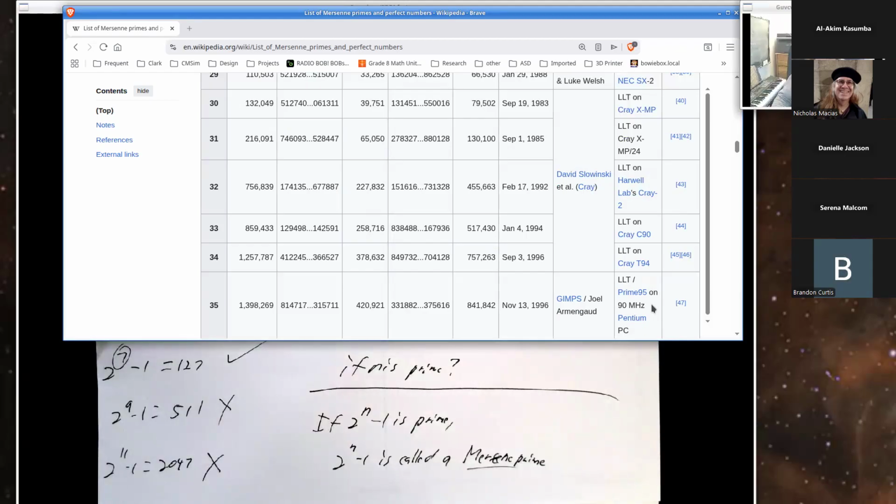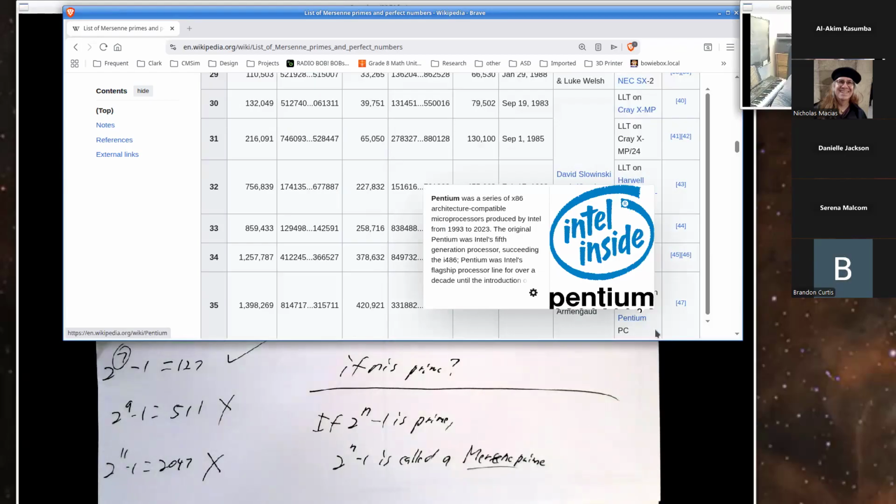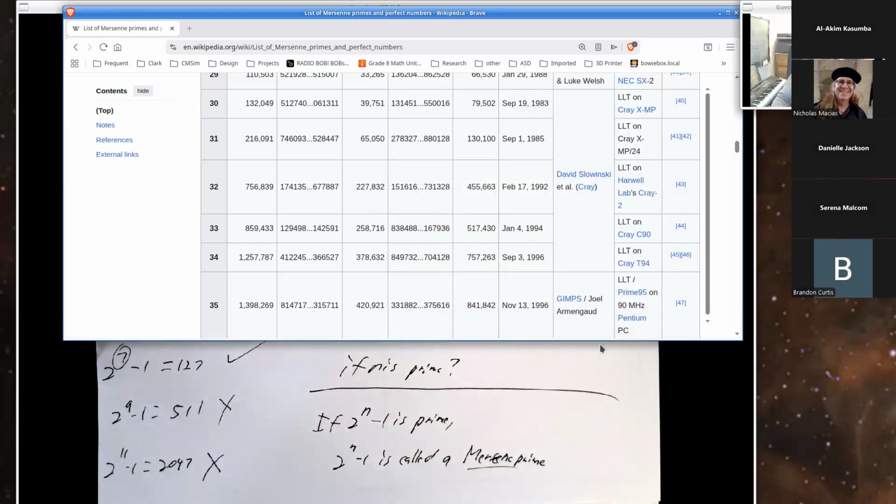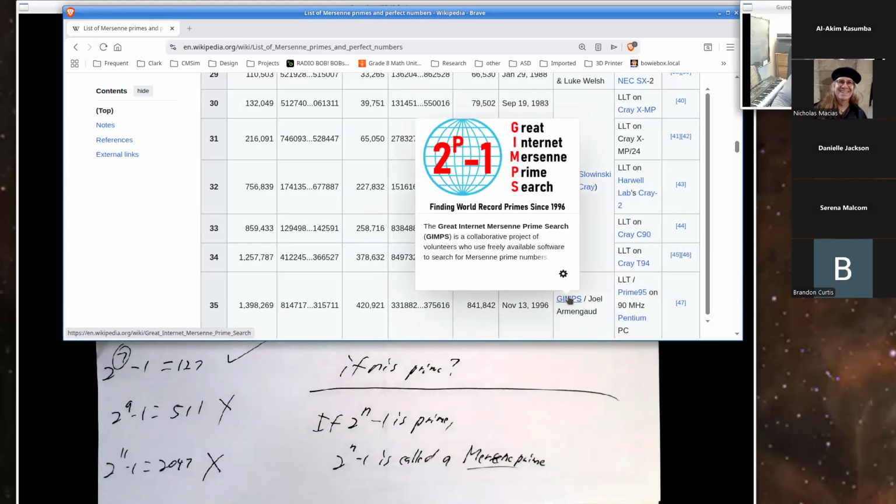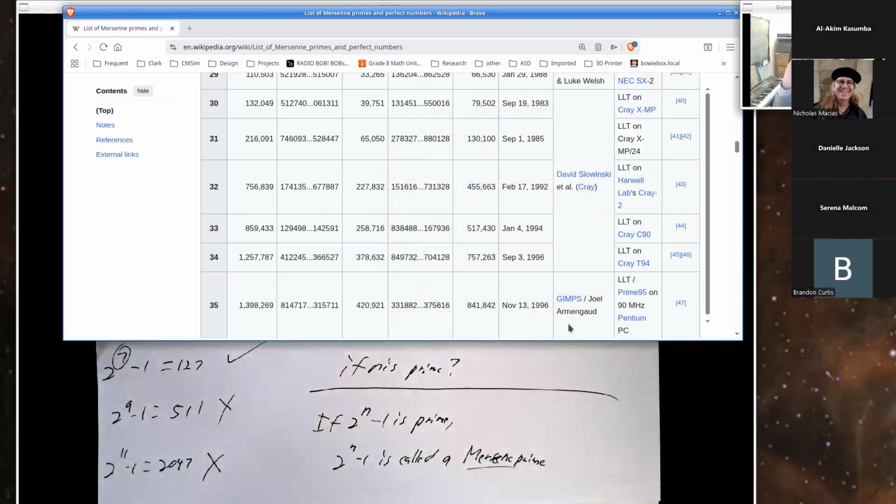But anyway, how do we go from using these large supercomputers that the government was running to somebody finding a prime on their 90 megahertz Pentium? And this was something called GIMPS. This was the Great Internet Mersenne Prime Search. And in the mid 90s, people realized that lots of people had PCs, and a lot of the time those PCs were running screensavers, right?